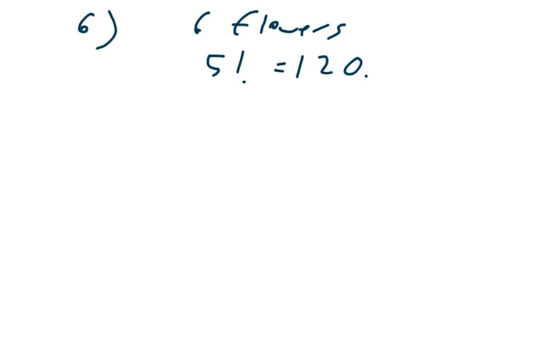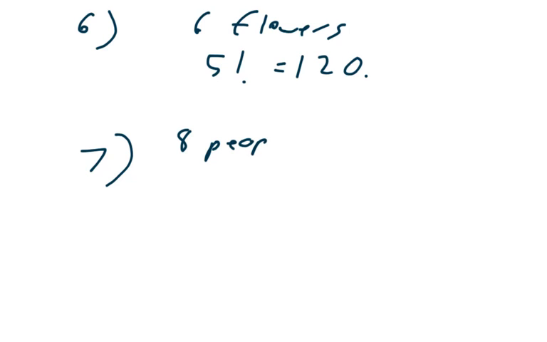Problem number 6 asks, how many different ways can we arrange flowers in a circle? Now, because we don't have a starting point, the first one doesn't matter. So in our circular permutation, we're going to do 5 factorial, which means that we will arrange them in 120 different ways.